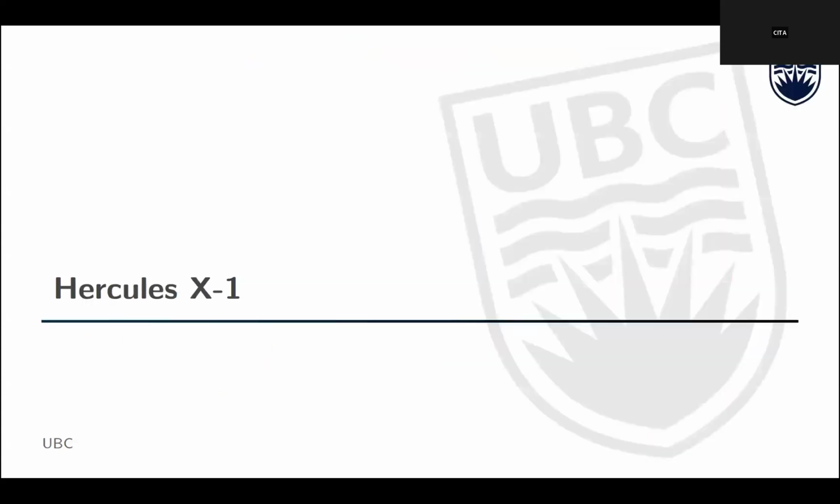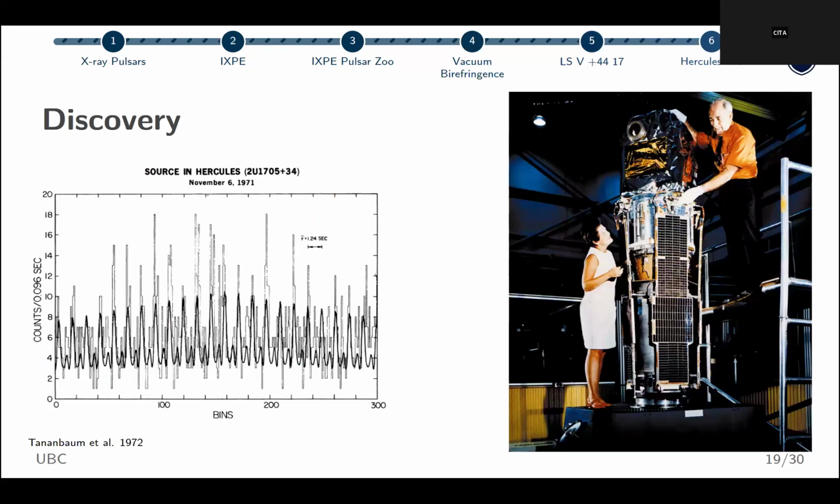He's interesting, but less. So Hercules X1, I guess I have about 10 minutes, was discovered in the early 70s with Uhuru. This is Bruno Rossi. This is the telescope, about the same size as XB, more or less. This is Marjorie Townsend, who led the launch team.